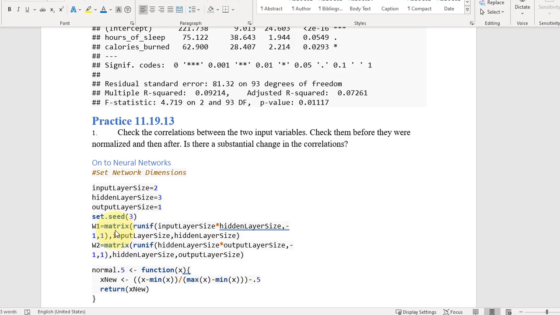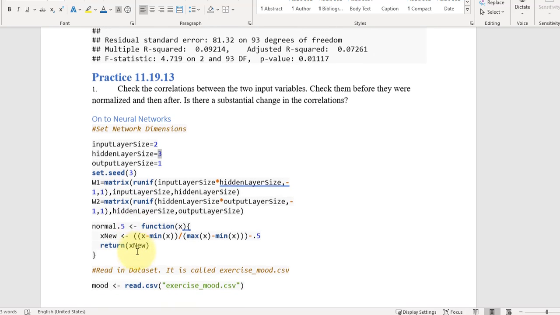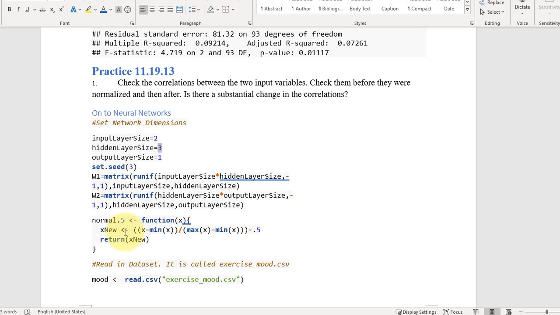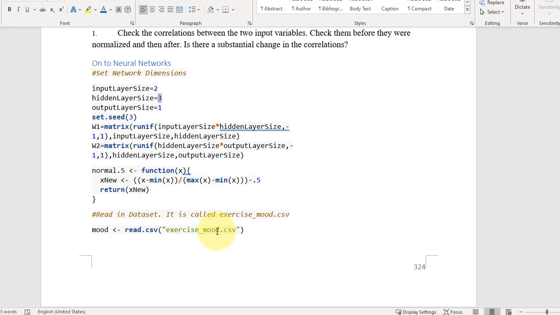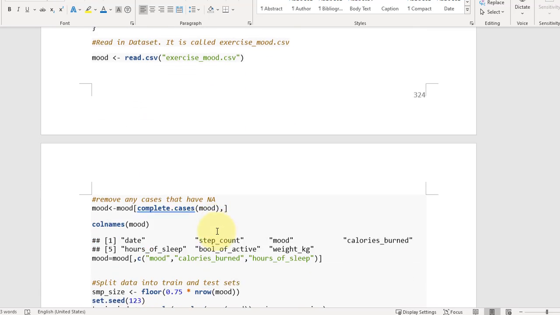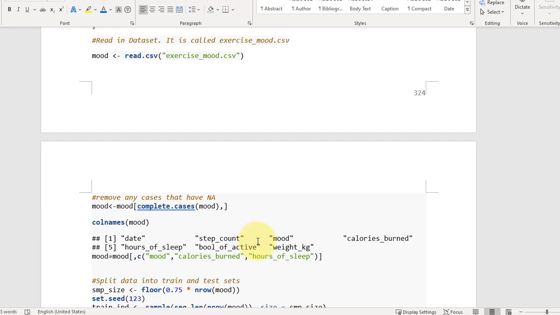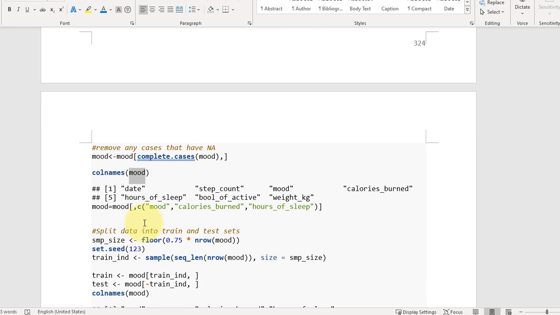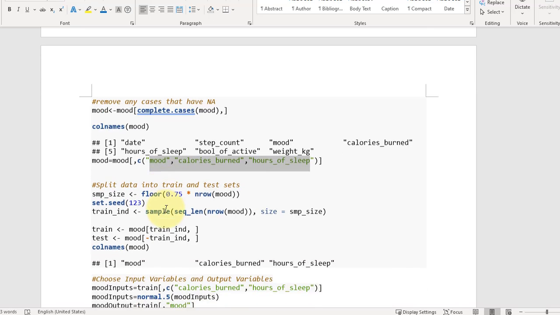So here we set out by initializing the weights randomly, just like we did before. We define our normalizing function. We read in the data. We can look at the column names for this data, but we're not going to use all of them. So we're going to just select the mood, calories burned, and hours of sleep. So mood is the thing that we're trying to predict.